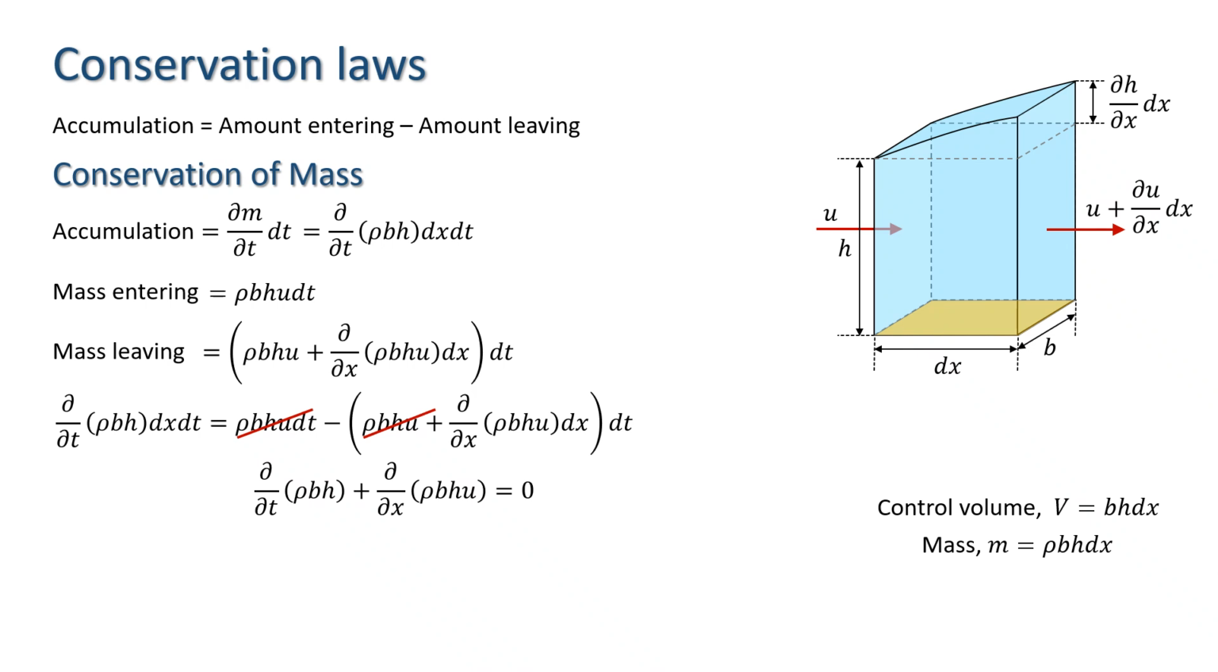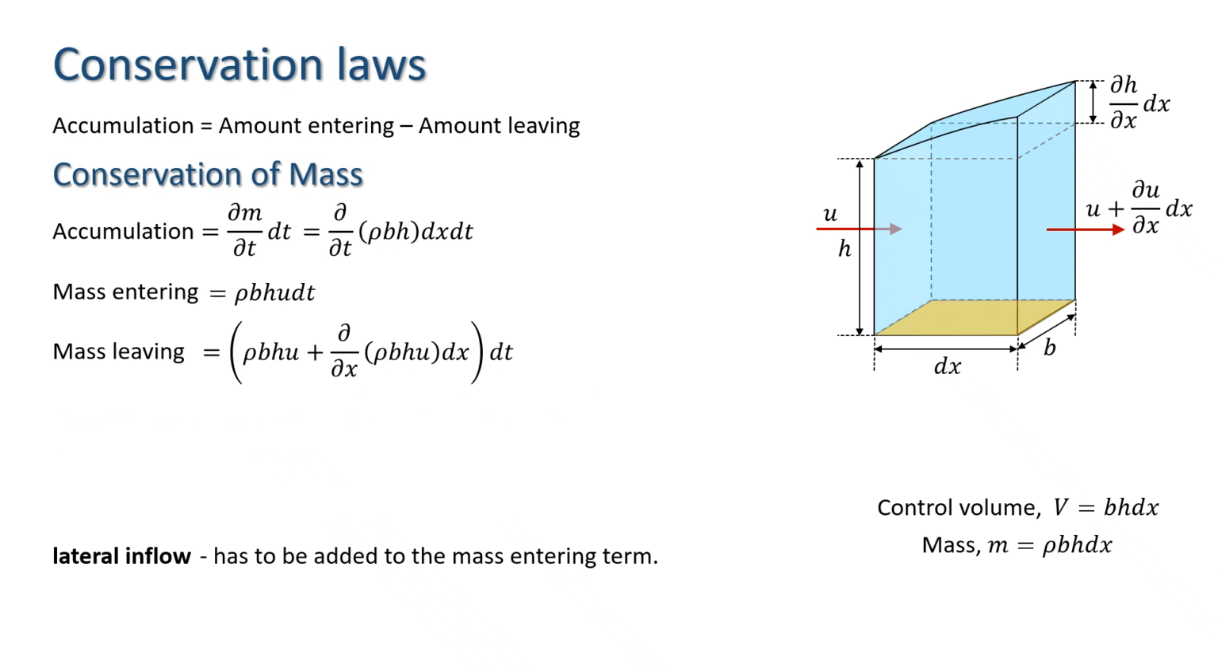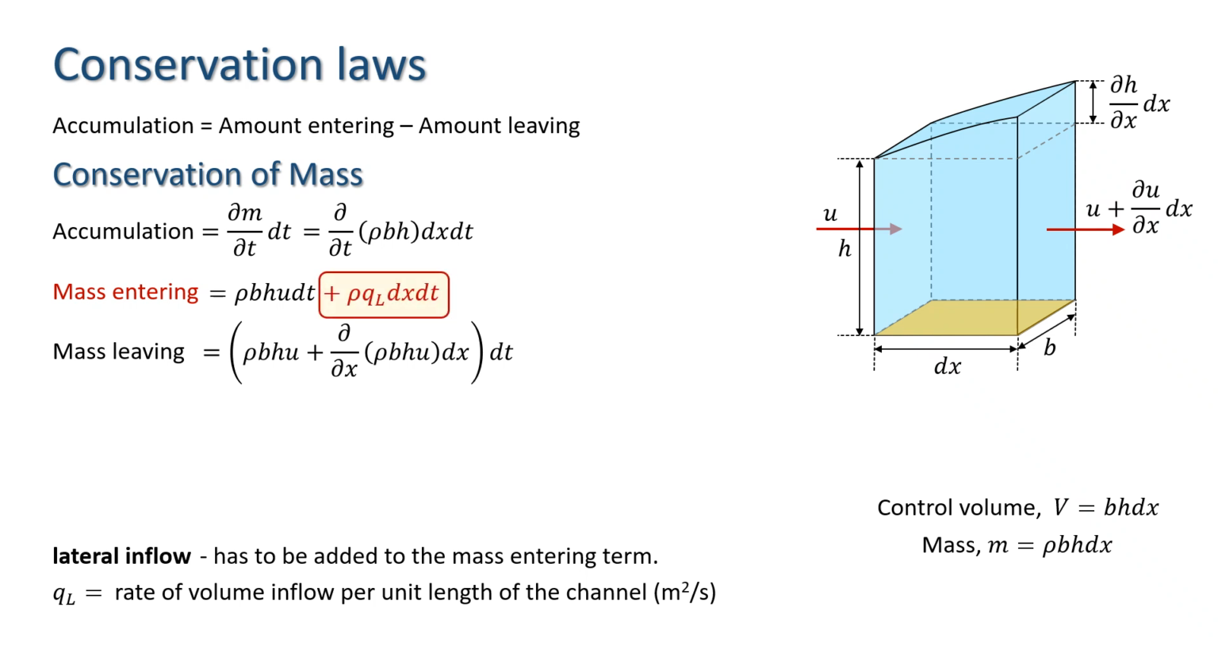Now, if flow is entering the control volume from elsewhere, for example when we have a natural channel with flow running into the channel from a floodplain, then we need also to consider this additional mass flow. We call this lateral inflow, and we need to add it to the mass entering term. Defining QL as the rate of volume flowing into the channel per unit length of the channel, we have the mass entering in time dt equals ρbhu dt plus ρQL dx dt.